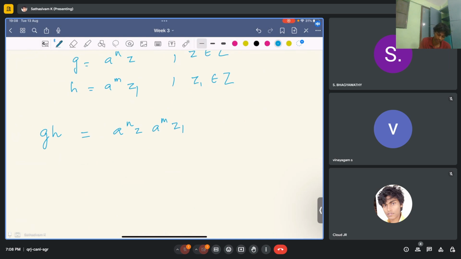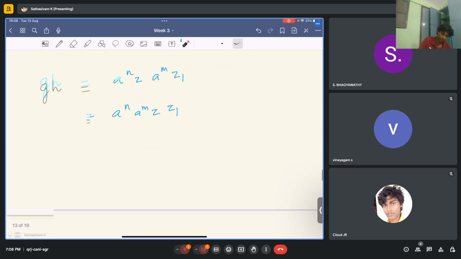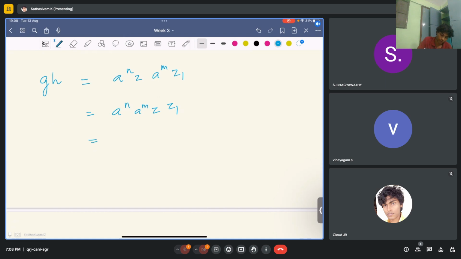Now what we want is we want HG, right? So let's just move these things around here. That is what we are going to do. Let's move it one by one. So first we will move it here. This is equal to A power n, A power m, Z, Z1. Why is this movement possible? This movement is possible because this element is in the center. So that means it commutes with every other element, right? I can always commute it because this Z is in the center.